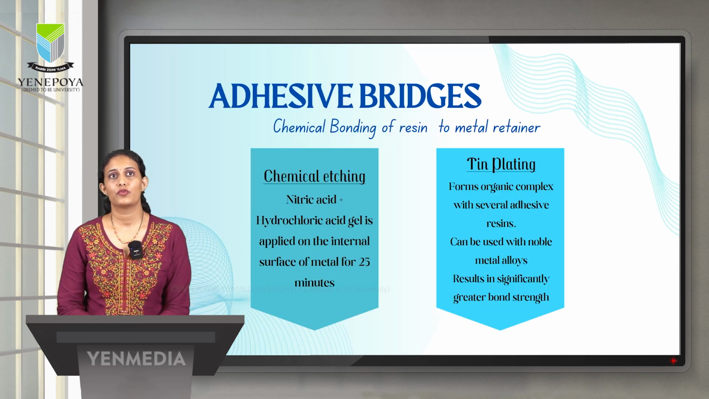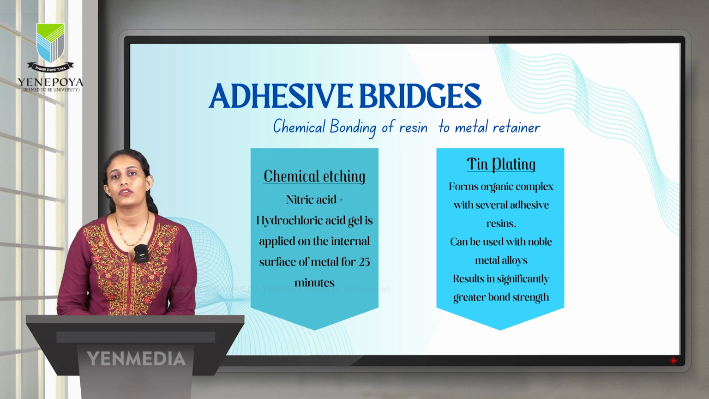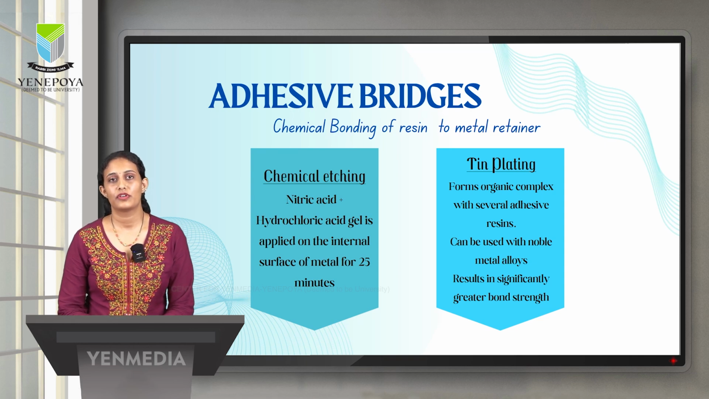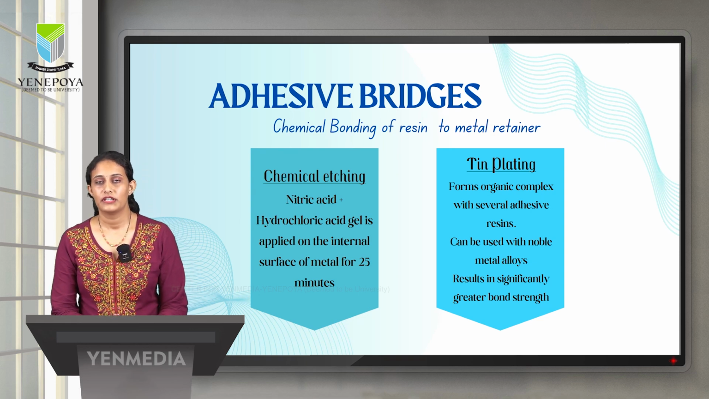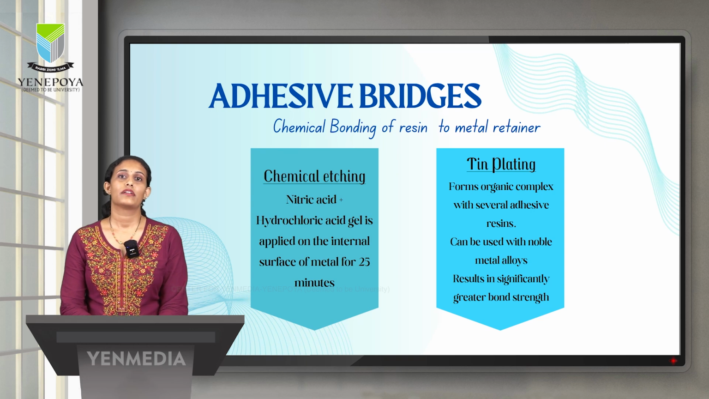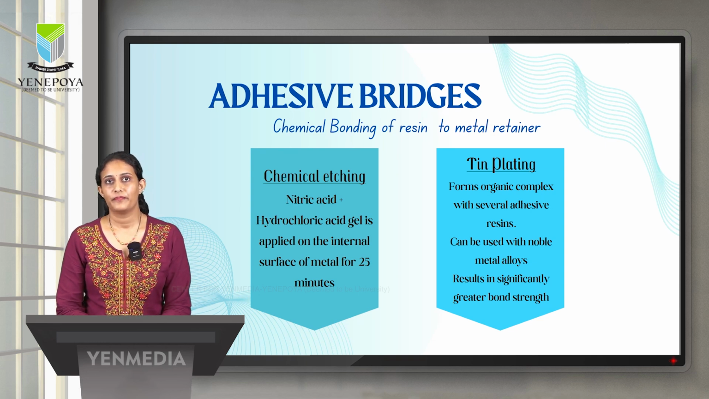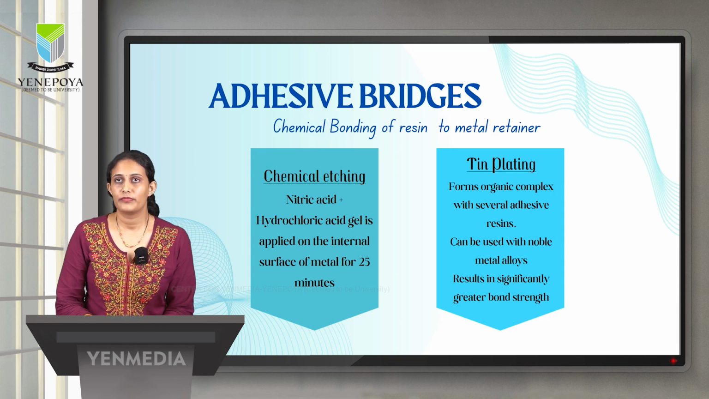Another technique that you can use to bond the metal retainer to the tooth structure is by chemical etching or tin plating. Now in the chemical etching, you have to use a gel that consists of nitric acid as well as hydrochloric acid and is applied on the internal surface of the retainer for 25 minutes. The second type is the tin plating, where the tin plate forms organic complex with several adhesive resins, and it can be used with noble metal alloys as well. The results are significantly greater bond strength and a good strength to the resin bonded bridge.